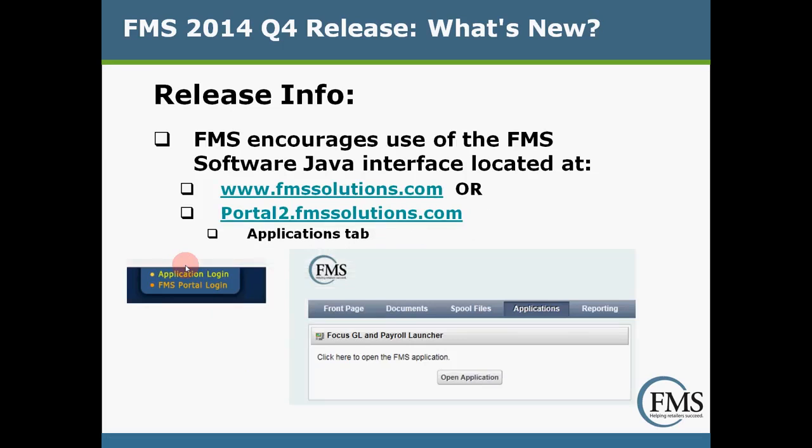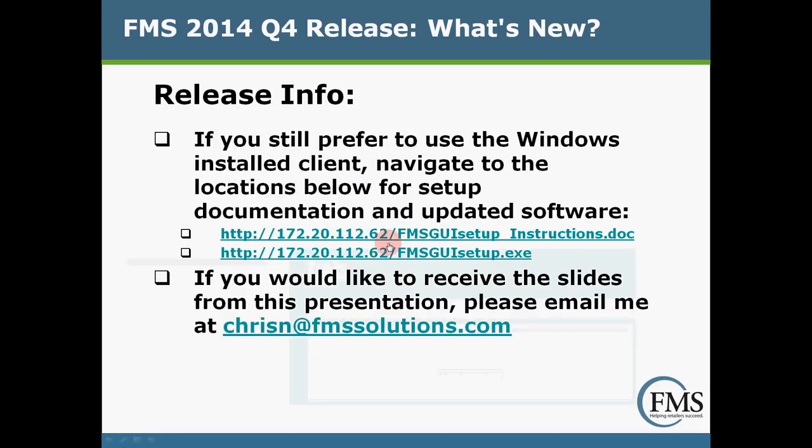Of course, we always encourage the use of the Java software that's located at either the application login or the portal login itself on the applications tab. But if you have the software version on your various laptops or desktops, we do have the links available that you can go and update the software. If you don't update the software, it'll give you a weird looking screen when you try to use some of these updates. So make sure you go in and do that. These links are also in the notes.